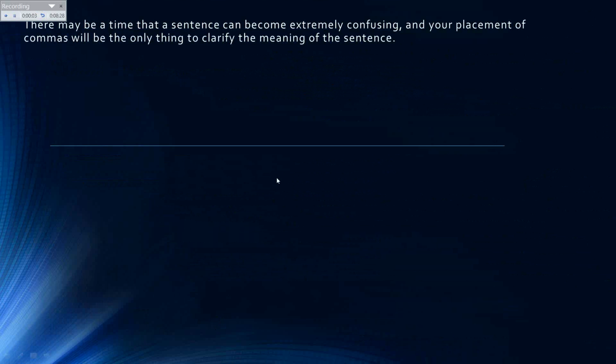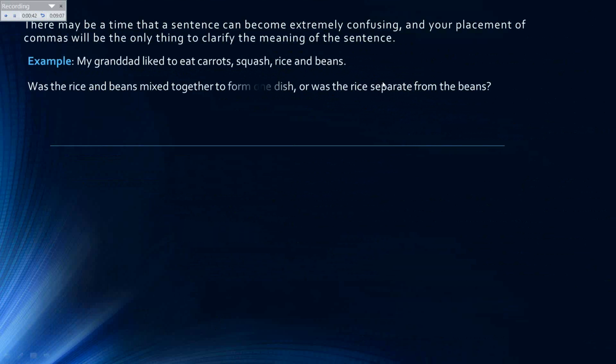All right, then we have another issue. There may be a time that a sentence can become extremely confusing and your placement of commas will be the only thing to clarify it. Let's look at one. My granddad liked to eat carrots, squash, rice, and beans. Well, if it was a newspaper writing this, we wouldn't know if they left this out because that's the way they do things, or is this supposed to be rice and beans as one dish? Was it really rice on one side of the plate and beans on the other side? You see the confusion? Because rice and beans is very often served together.